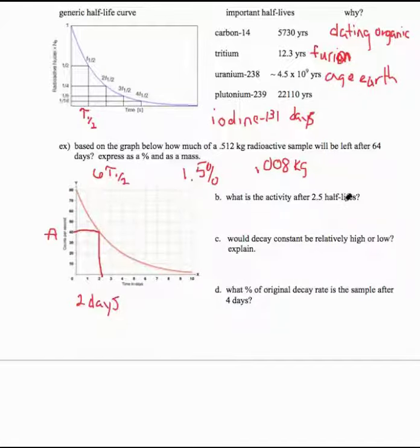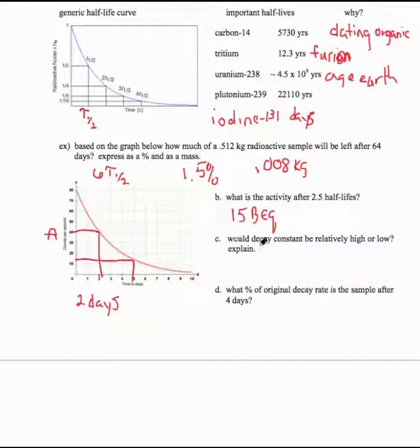What's the activity after 2.5 half-lives? Now here we're going to have to estimate more. 2.5 half-lives means we're going to have 40, then 20, that's 2 half-lives, and then half a half-life would be around 15, around that. So we go over and we see, oops, my bad. 1 half-life is 2 days, 4 days is 2 half-lives, 2.5 is that. So we're looking at about 15 becquerel.